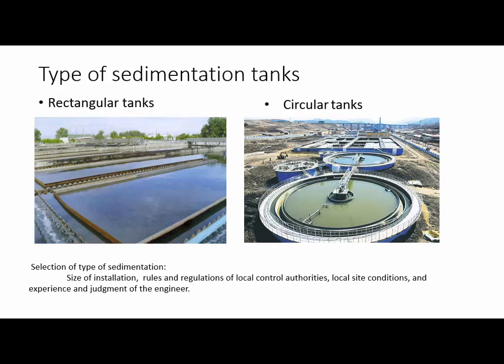So I'm going to talk about the two types of sedimentation tanks. The first one is rectangular tanks, and the second one is circular tanks. How to select the type of sedimentation tank? It depends on the site of installation and the rules and regulations of the local control authority and local site conditions and the experience and judgment of the engineer. So you can see the two tanks in the picture.